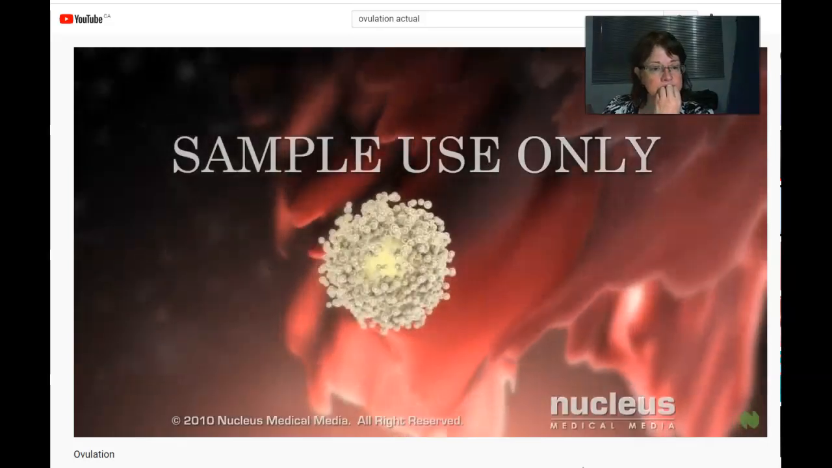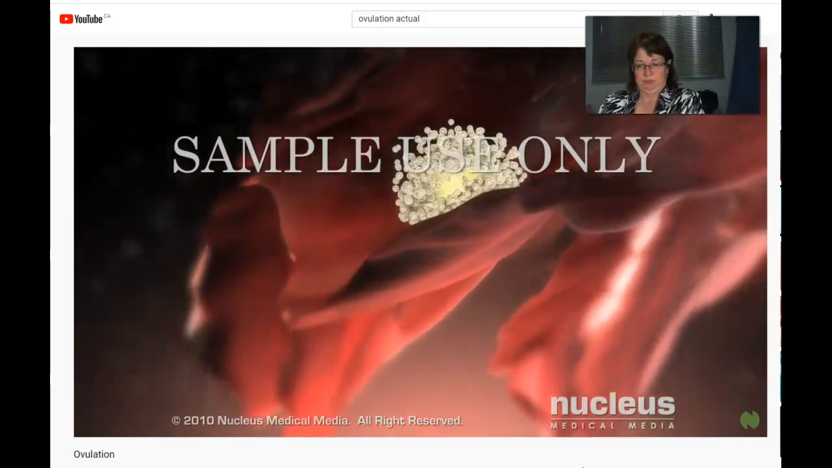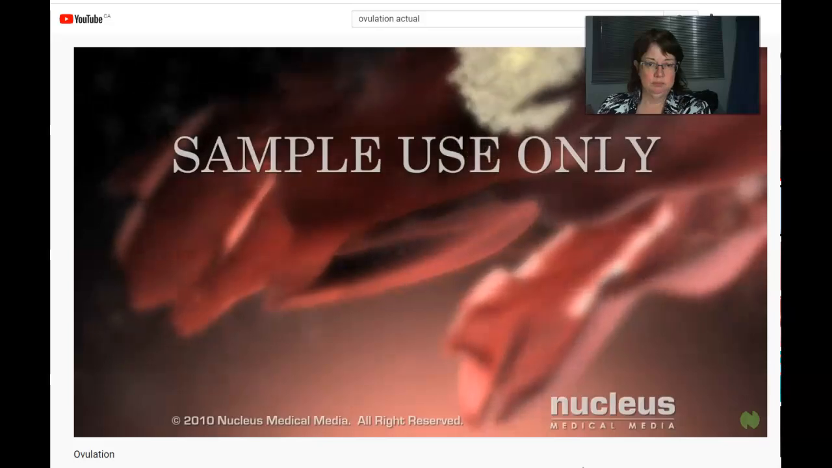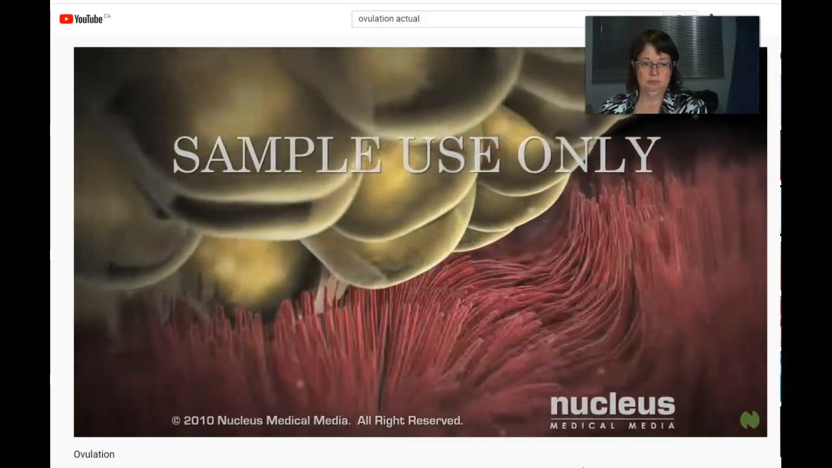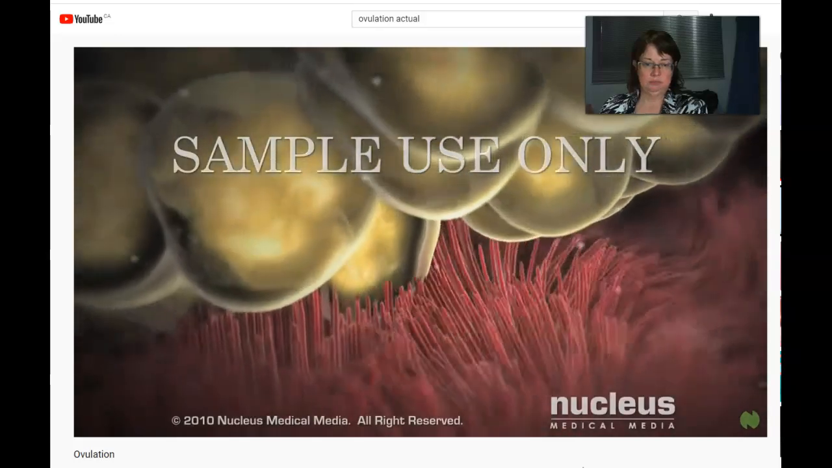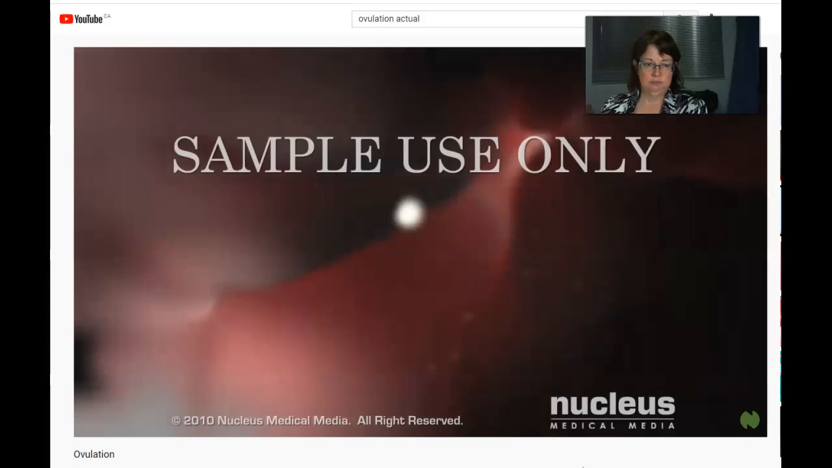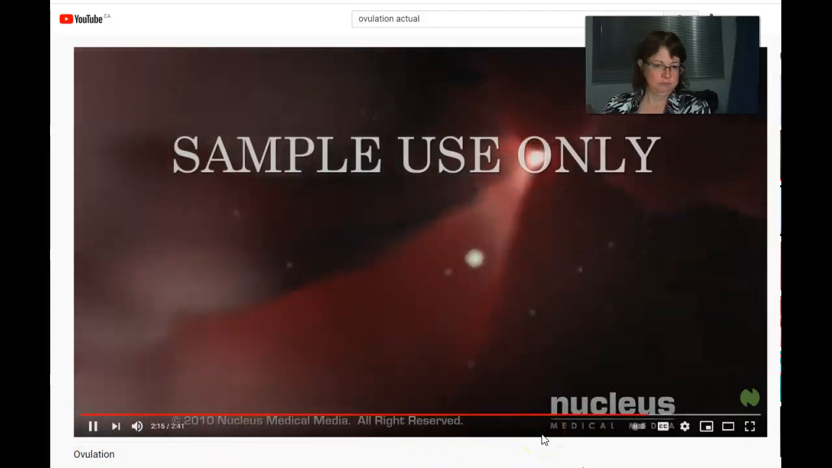In response, the fimbriae, tiny finger-like projections at the end of the fallopian tube, sweep across the ovulation site and pick up the ovum. Microscopic cilia on the fimbrial surface guide the ovum to the entrance of the fallopian tube. Muscular contractions along the wall of the fallopian tube gently propel the ovum toward the uterus.